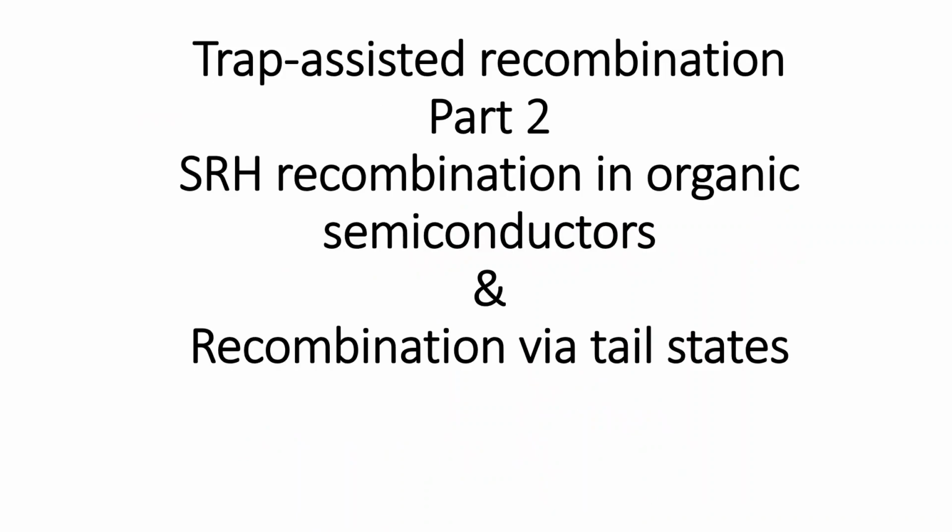So with this, I would like to go to the second part of trap-assisted recombination, where we will consider some disordered case. So what is important to know?